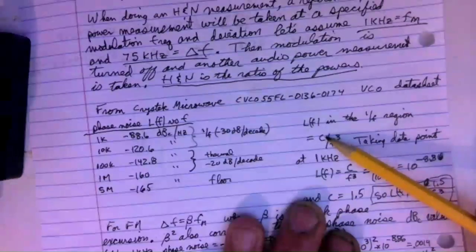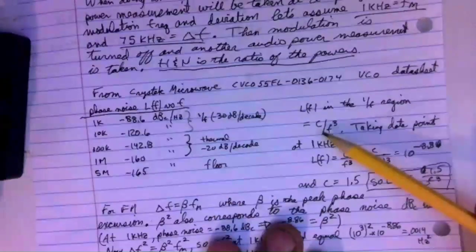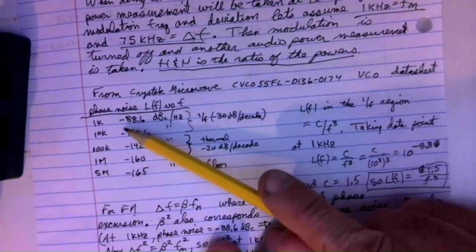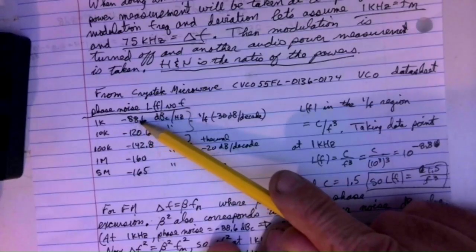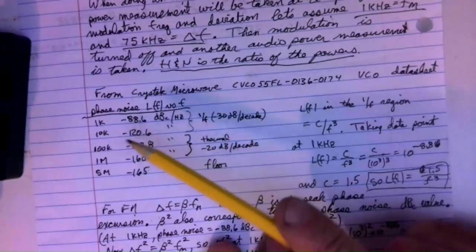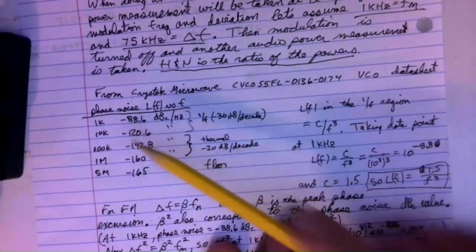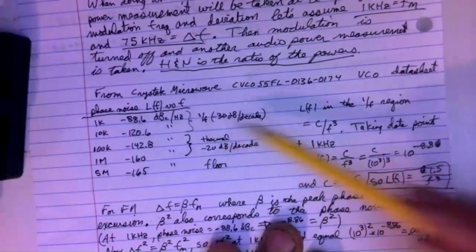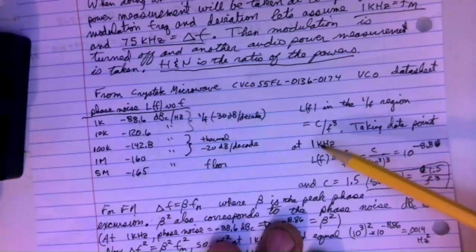So we just need to find out what C is here. And well, we know what our phase noise is at 1 kilohertz. It's 10 to the minus 8.86, I guess. That's what our phase noise is at 1K, and plugging in 1K here, we can solve for C.